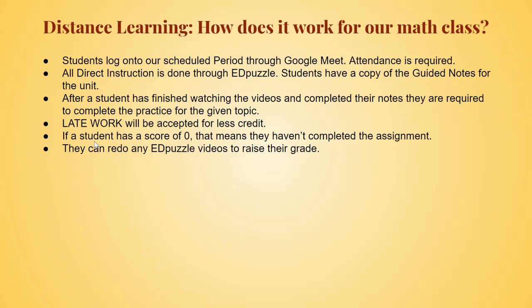So pretty much anything after the due date that's been posted on Google Classroom will be 80% of whatever grade they get. And then finally, if a student has a score of 0, that means they haven't completed the assignment. So if you see a 0 on Jupiter Grades, that means your son or daughter hasn't completed the assignment, they're just missing it, okay?